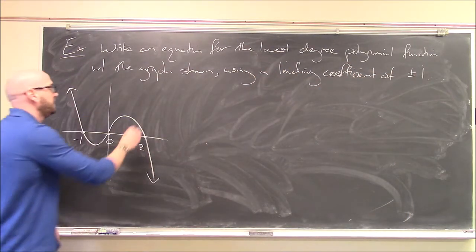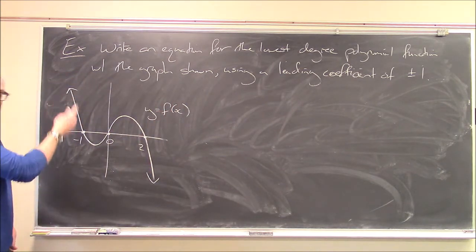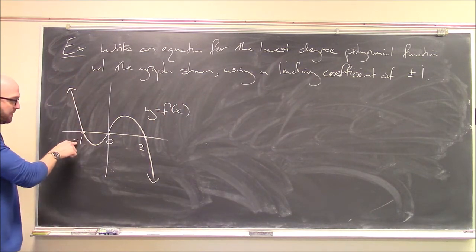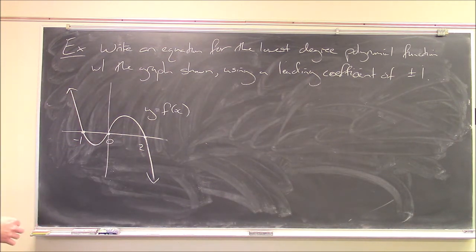Okay, so we're given the graph of a polynomial. Looks like this, and it cuts through the x-axis at -1, again at 0, and again at 2. And the question is, write an equation for the lowest degree polynomial function with the graph shown. And we're going to use a leading coefficient of plus or minus 1.